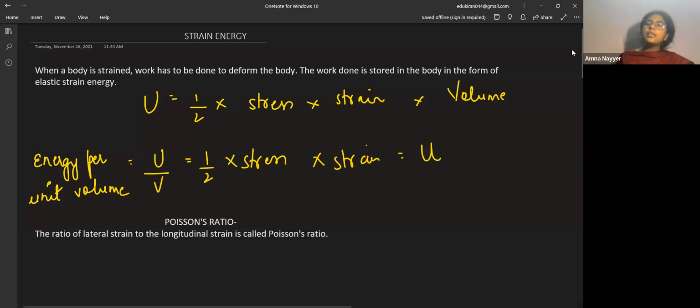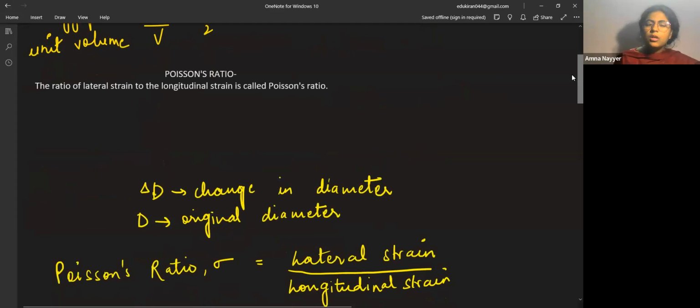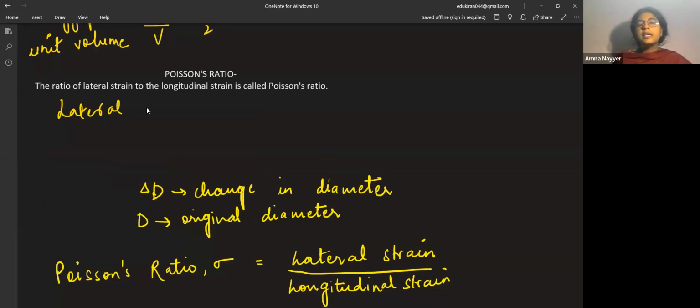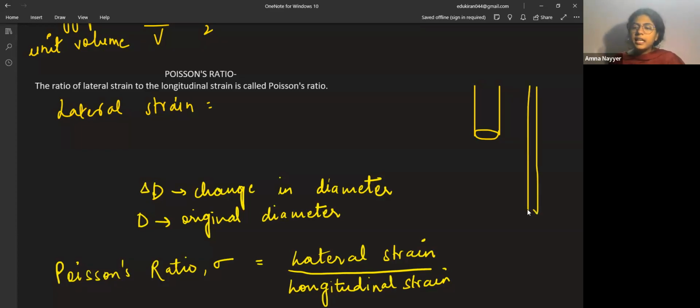Now you have a concept which is known as Poisson's ratio. What is meant by Poisson's ratio? Its formula is similar to that of strain. Basically, you should understand what is meant by lateral strain. When a body changes in length, it's not only the length that is changing. If there was a thick rod or a thick body, because of the change in length, the area is also changing. So there's a change in diameter. The change in diameter by the original diameter is known as the lateral strain.